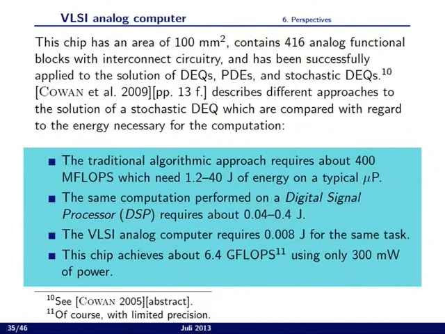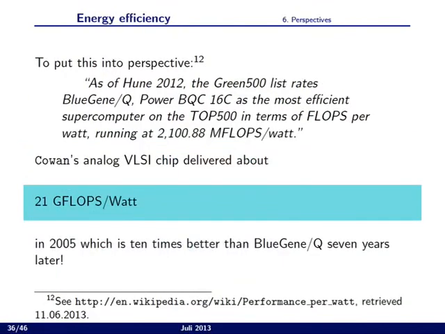This chip achieves 6.4 gigaflops with only 300 milliwatts of electrical power. If you have a look at Wikipedia, you can find some tables with energy per gigaflop. And as of June, I think, 2012, the Green 500 list rates Blue Gene/Q as the most efficient supercomputer in the top 500 in terms of flops per watt, running at 2.1 gigaflops per watt. Cohen's machine performs 10 times better. And Cohen's machine was built in 2005, 8 years ago.